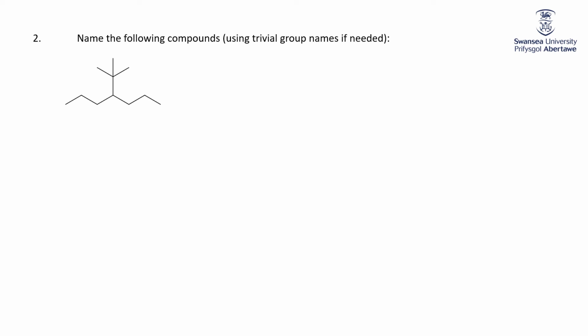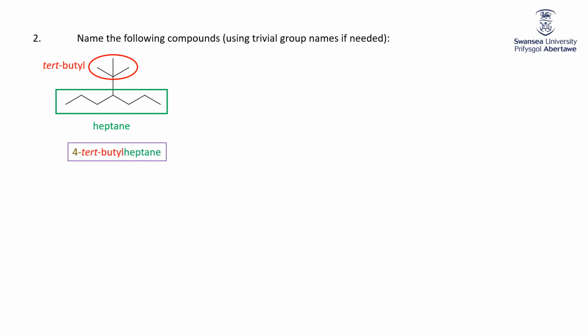So first thing, find the biggest ring or chain. Well, obviously the biggest chain is this one here, which has 1, 2, 3, 4, 5, 6, 7 carbons. So that's a heptane. What's left is this funny little sticky out group here that I hope you recognize as being a tert-butyl group. And that tert-butyl group is on the 1, 2, 3, 4th carbon. So that makes it 4-tert-butylheptane.